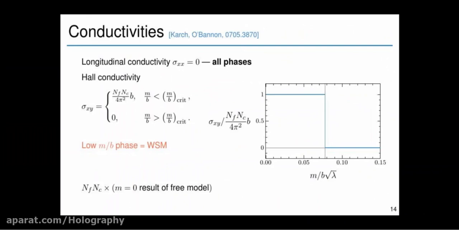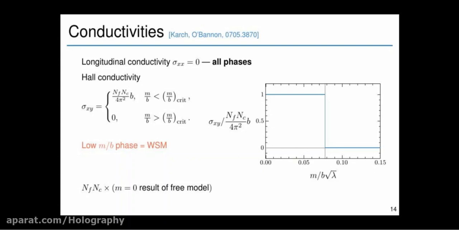Okay, great, thanks. Right, so to justify these labels of Weyl semimetal and insulating phases, we need to compute the conductivities of our system. So to do that, we used a method, it's sometimes called the Karch-Bannon method, from this paper that I cite at the top of the slide. If you're interested in more details, I've got some backup slides, so you can check my slides or ask me about it.